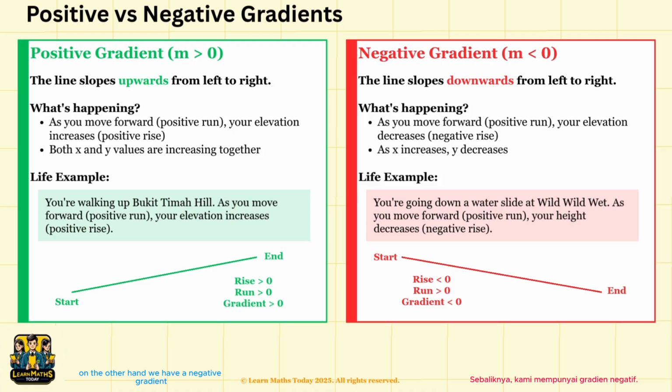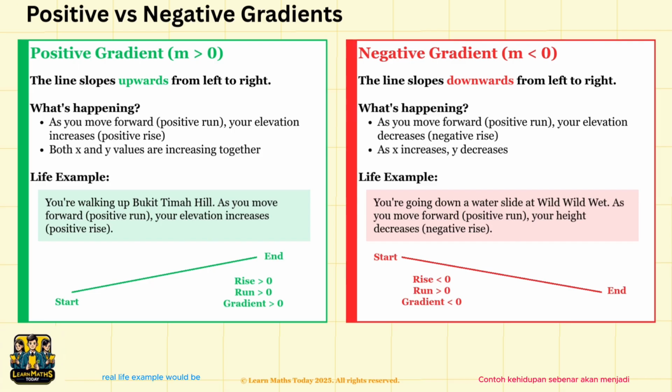On the other hand, we have a negative gradient. This is when the value of m is less than 0. Visually, a line with a negative gradient will slope downwards as you move from left to right. Mathematically, as you move forward horizontally, your vertical position, your elevation, is actually decreasing. This means as your x value increases, your y value decreases.